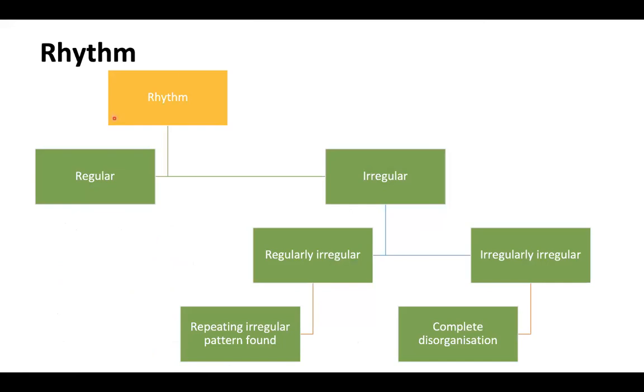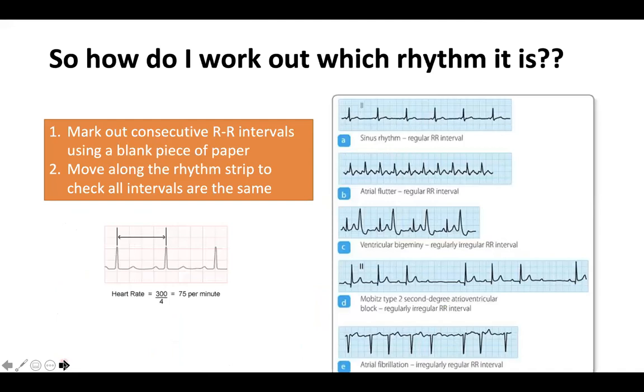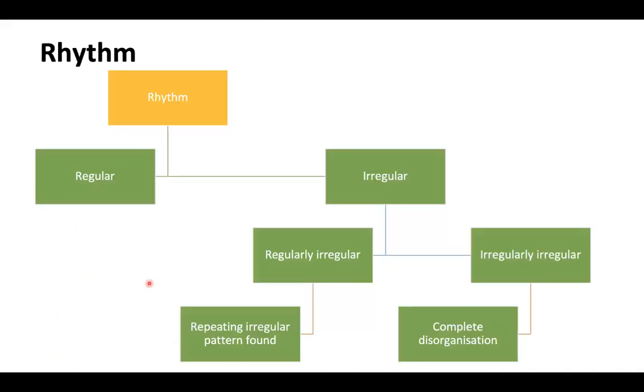Okay, so in terms of rhythm, I think we're missing a slide actually. Let me just check. Okay, no, it's coming up. In terms of rhythm, you can have a regular rhythm or an irregular rhythm. In a regular rhythm, generally the RR intervals are constant. And in an irregular rhythm, when you try and plot RR intervals, you'll find that the distance between RR intervals is not constant and is actually varying.